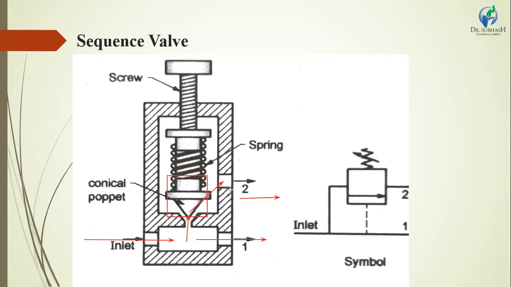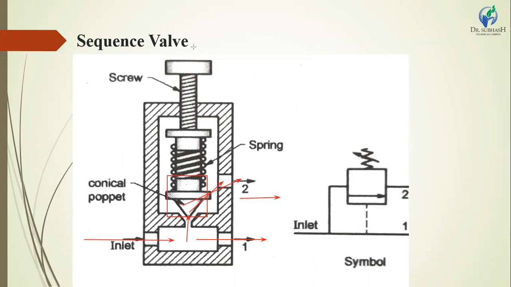When the extension of the first cylinder is completed, the pressure in the line increases. Here the poppet of the sequence valve opens, meaning the first cylinder has operated and extended. At this time the pressure is increasing in the line. Then the higher pressure pushes the conical poppet in the upward direction, and oil moves to the outlet and operates the second cylinder. Thus the sequencing is achieved between two cylinders. So the name of this pressure control valve is a sequence valve.